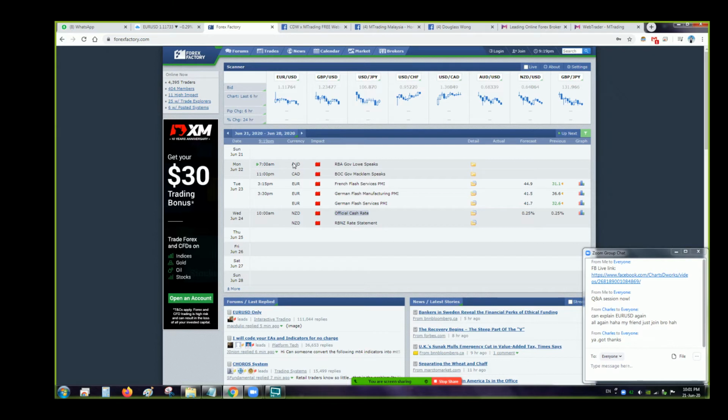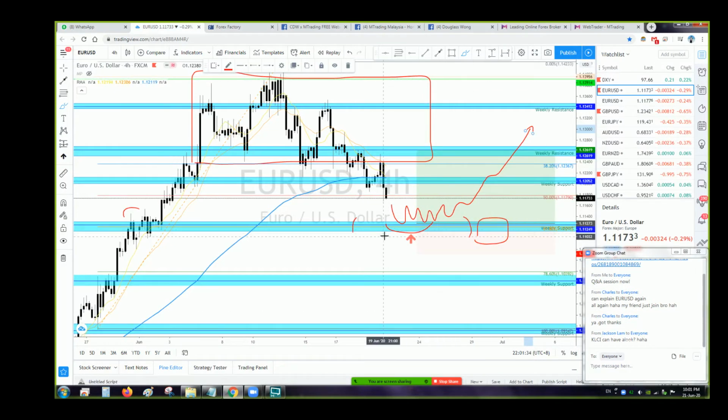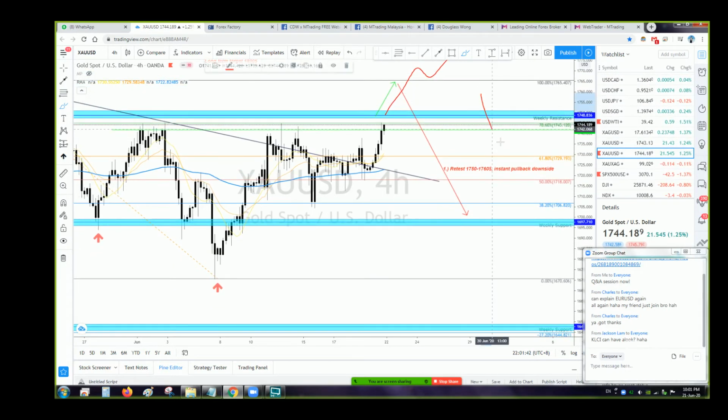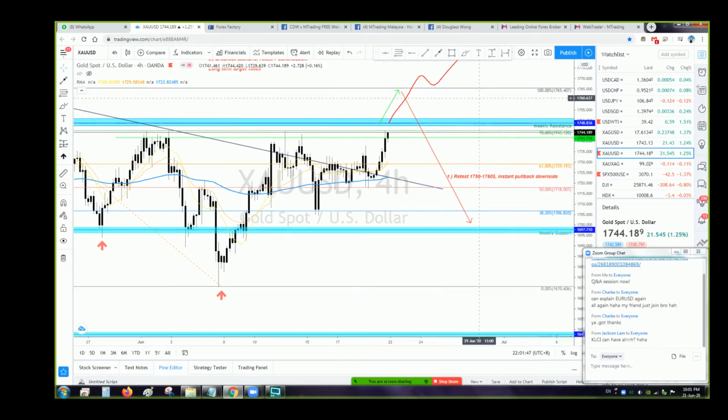But the most important of all these is just the Euro, because I'm not trading Aussie, I'm not trading Canadian, I'm not trading Kiwi dollar, just Euro. For Euro, we are looking for a good buy zone, and also go for the upside. So any more questions from you guys?